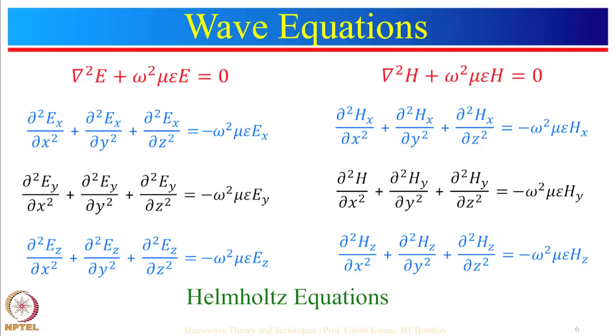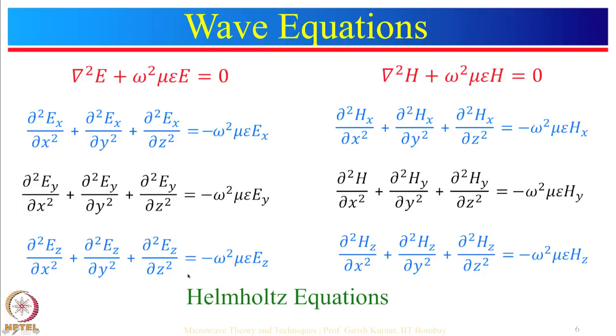These fields Ez and Hz can be found using the wave equation. The wave equation for the electric field is del square E plus ω square με E is equal to 0, and del square H plus ω square με H is equal to 0 for the magnetic field. Since the electric and magnetic fields have three components each, Ex, Ey, Ez and Hx, Hy and Hz, there will be six scalar equations, and these equations are also called Helmholtz equations. So to find Ez and Hz, we need to solve these equations in the direction of propagation.